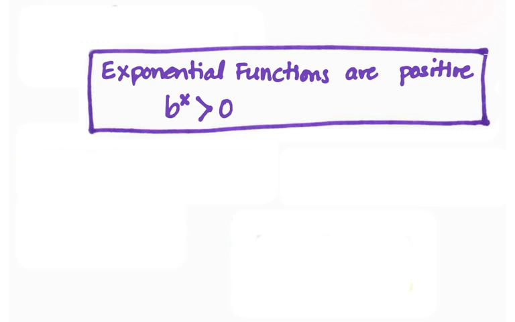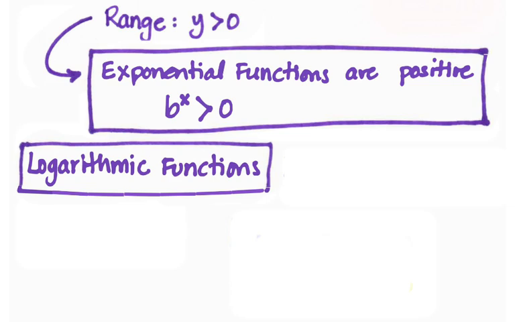Exponential functions, because it's some positive base to an exponent, are always going to return a positive value. The outputs will always be positive. If the outputs are always going to be positive, then that means that our range is always going to be positive. It's always greater than 0. Okay.